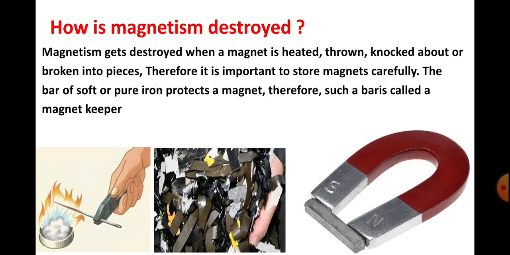How is magnetism destroyed? Magnetism gets destroyed when a magnet is heated, thrown, knocked about, or broken into pieces. Therefore, it is important to store magnets carefully. A bar of soft or pure iron protects a magnet. Therefore, such a bar is called a magnet keeper.